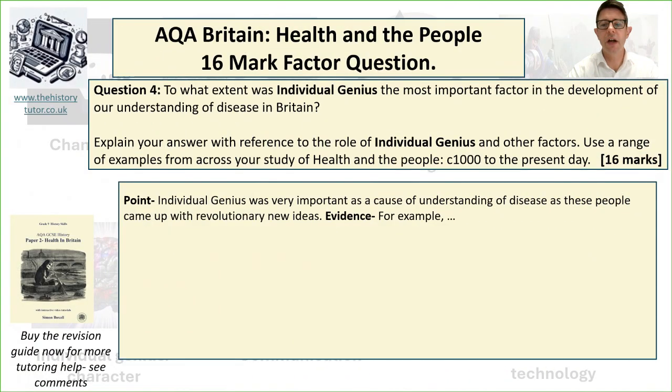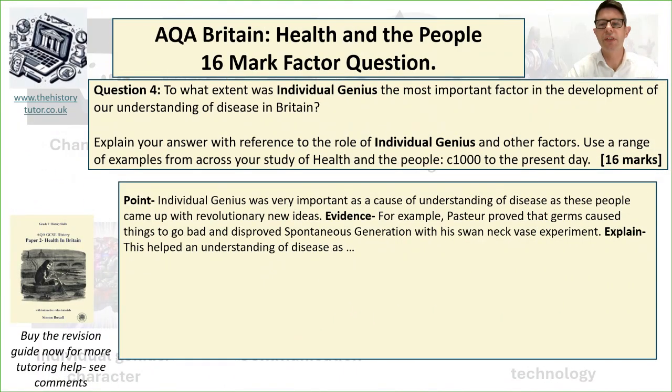Okay, so here's my idea. So I've said it was obviously a cause of understanding of disease as these people came up with revolutionary new ideas, like obviously we'll then link to germ theory in a moment. So now give your example. You want to go to Louis Pasteur, of course, and germ theory. So give an example of what he did. Okay, so I've said, for example, Pasteur proved that germs caused things to go bad and disproved spontaneous generation with his swan neck flask experiment.